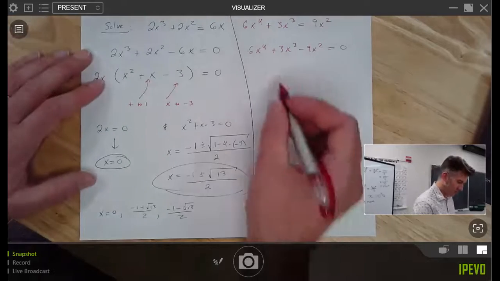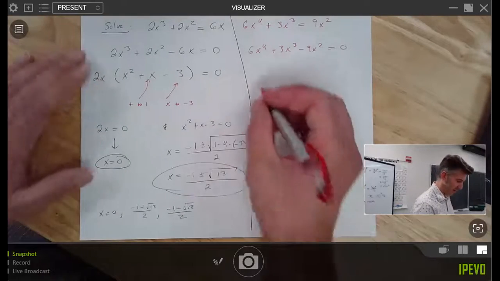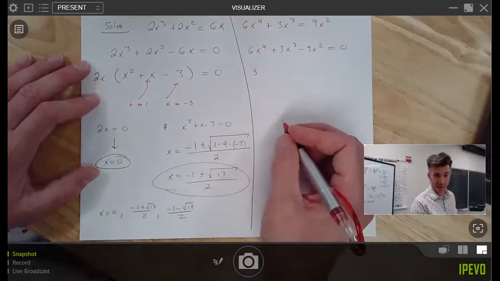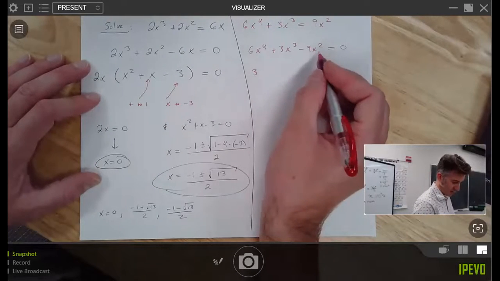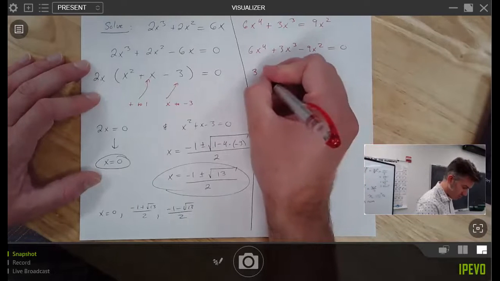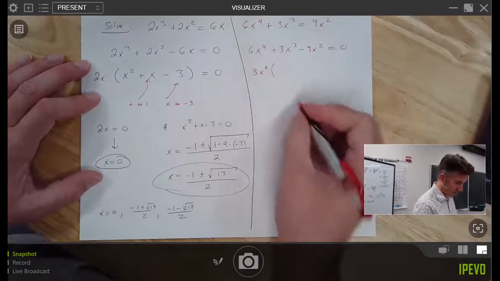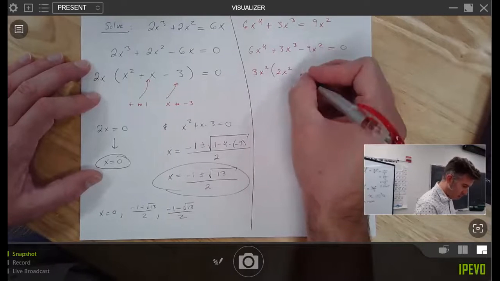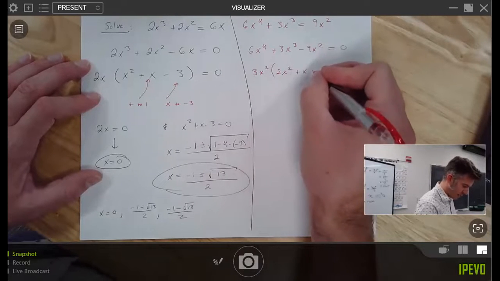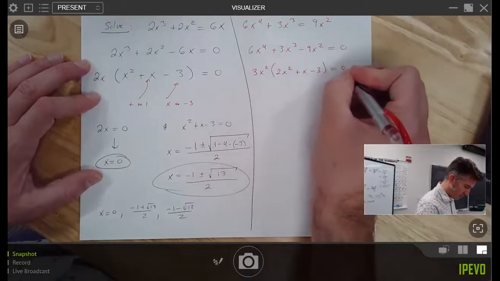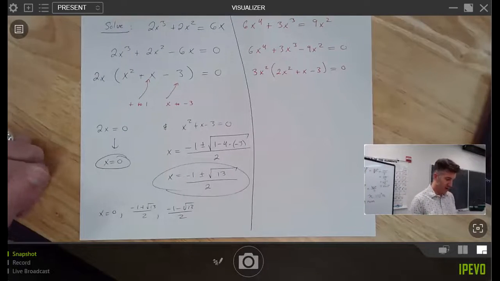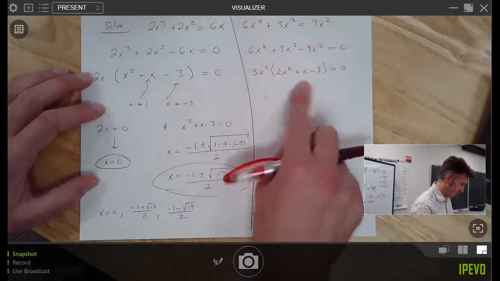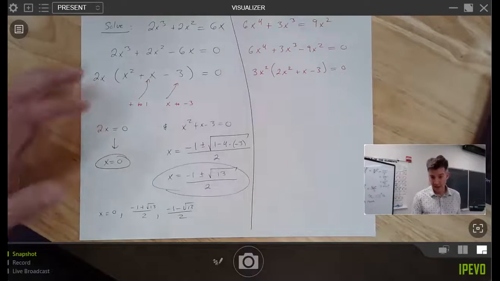And then I'm going to factor out the greatest common factor, which is looking like a 3, because each of those has a factor of 3. And the highest power of x they all share is x squared. So then I'm left with a 2x squared here, a 1x here, and a minus 3 here. And so here's the thing. This does factor. I can try to see how to factor it.